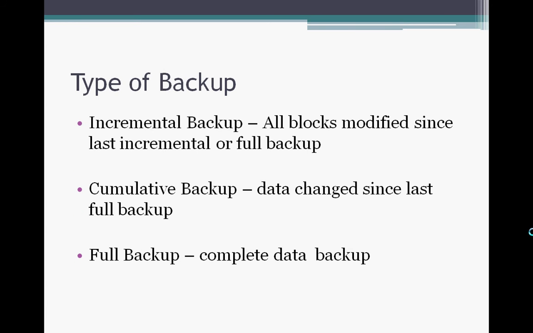Then I talked about different types of backup, namely cumulative, incremental, and full backup. In a cumulative backup, only the data changed since the last full backup is backed up. In an incremental backup, all blocks modified since the last incremental or full backup are backed up. A full backup takes a full backup of the system regardless of any changes.